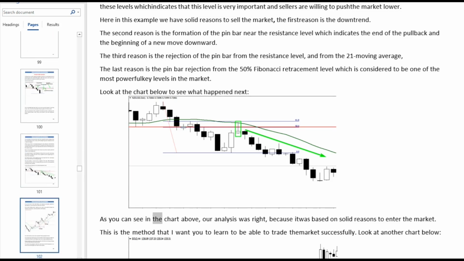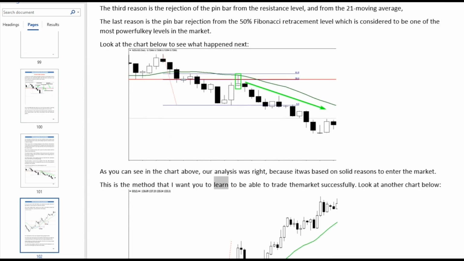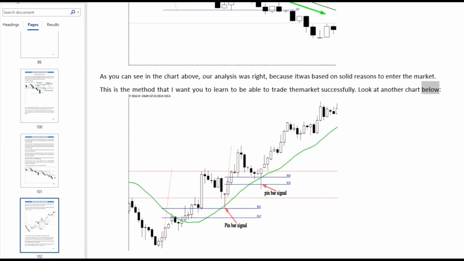As you can see in the chart above, our analysis was right, because it was based on solid reasons to enter the market. This is the method that I want you to learn to be able to trade the market successfully. Look at another chart below.